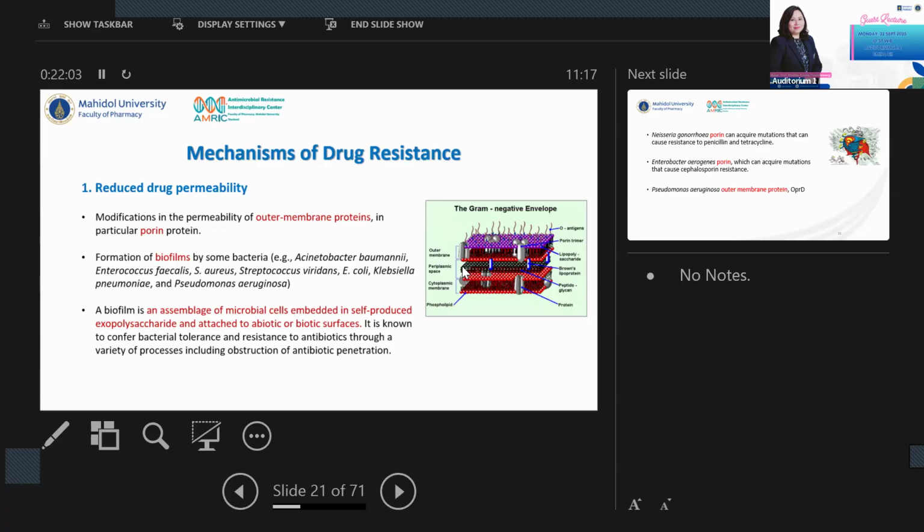Another way is some bacteria can build up a biofilm layer. Think about the slime layer that you found. These are like exopolysaccharide compounds that form a layer all over the bacterial cell. So you can imagine that if you put antibiotic, it does not go directly to the cell wall, but it has to get through this sticky slime first. So that's another way that bacteria can evade the drug.